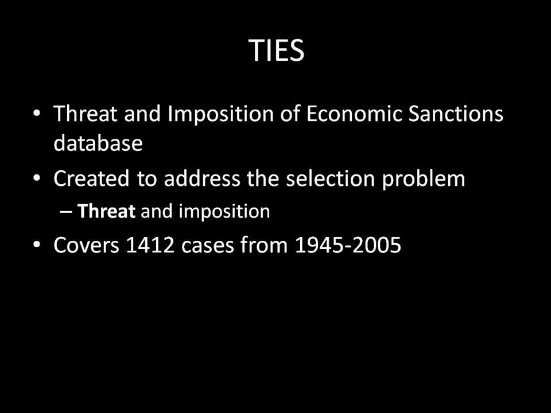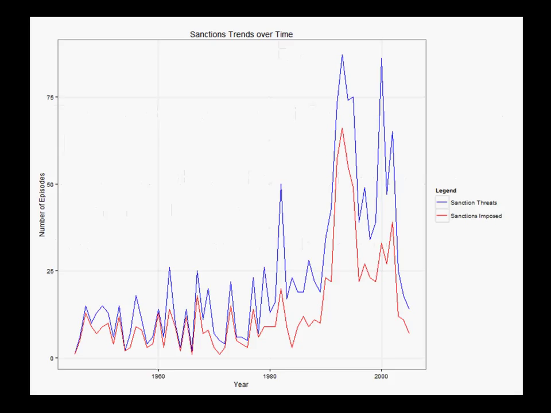Now, I've played around a little bit with TIES in previous lectures, so part of this graphic might look a little familiar to you. You've seen this blue line before. This is the number of sanctions incidences over a period from 1945 to 2005. The blue line represents all cases where sanctions are imposed or they're threatened. So these are the universe, or the domain, of cases where sanctions were somehow important to international affairs.